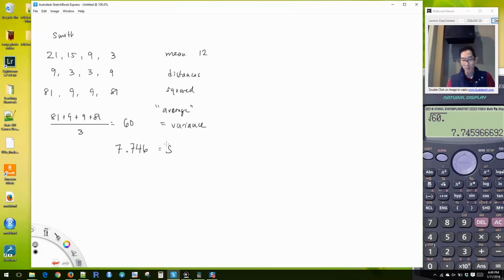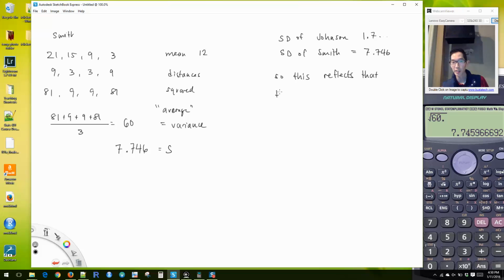Okay, so we can see that indeed the standard deviation of the Johnson family was 1.8 something, and the standard deviation of the Smith family is 7.746. So this reflects what we already knew about the ages, that there is more spread in the ages of the Smith family than the Johnson family.